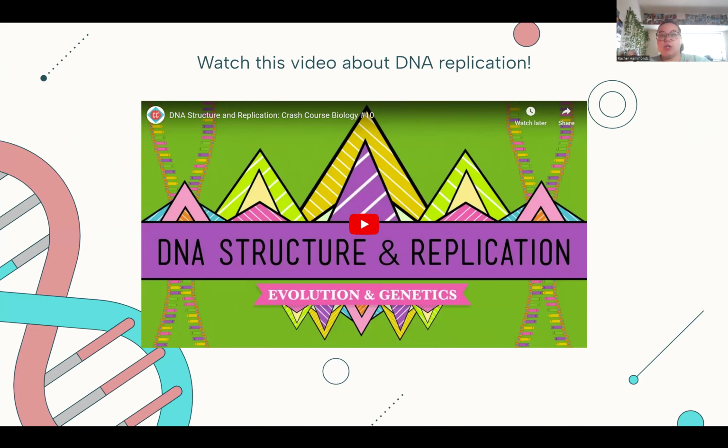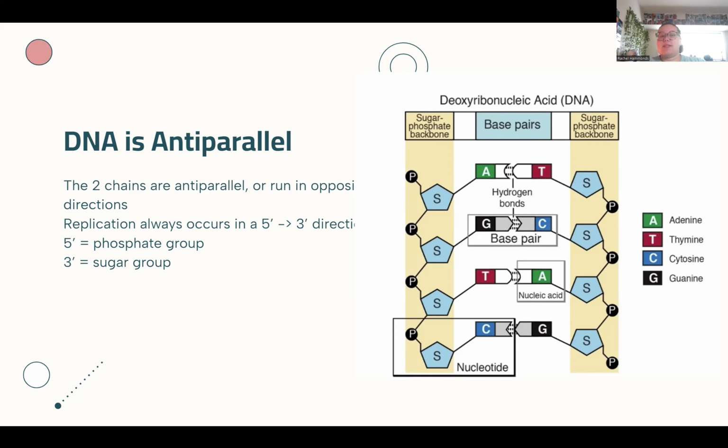Anyways, DNA is anti-parallel. So that means that two chains are running in opposite directions. Replication always occurs in a 5' to 3' direction. The 5' is the phosphate group and the 3' is the sugar group. So over here, we see that this is the 3', the sugar group, and this is the 5'. So it's going 3' to 5' here, and here it's going 5' to 3'. They're running opposite ways. So replication always occurs 5' to 3'. So it always goes this way. And if we were to do replication on this other strand, it would go this way.